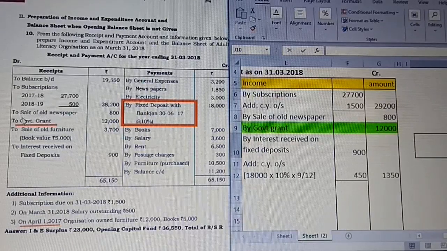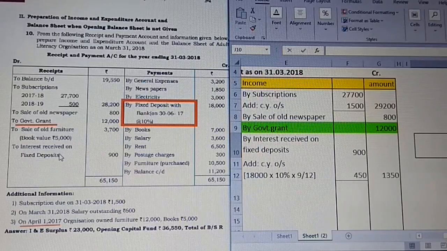So here we have sale of old newspaper 800. I have taken it. Government grant I have highlighted with the underline. Why? Because we are going to treat this as an income as there is no instruction given. So I have highlighted with the green color, taking it on the income side. So it's 12,000. Then sale of old furniture, we have a loss. So this is going to be treated as an expenditure.